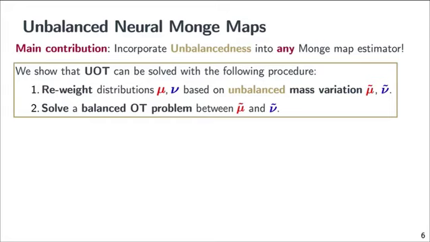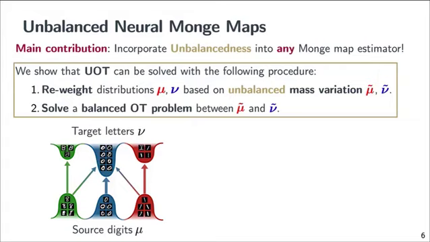However, it is not clear how to incorporate unbalancedness into neural Monge maps. The main contribution of our work is that we show how to incorporate unbalancedness into any Monge map estimator. This is done based on a two-step procedure where you first reweigh your distributions based on these unbalanced mass variations, and then you solve a balanced optimal transport problem between those two.